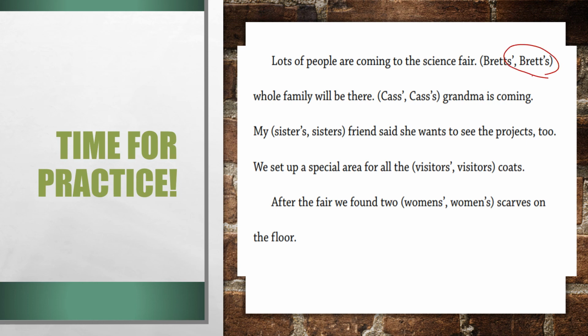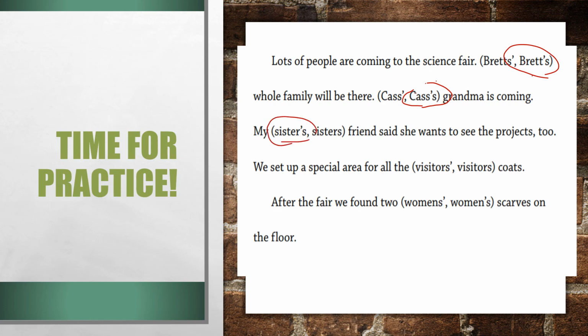Next, Cass, her grandma is coming. Grandma belonging to Cass is coming. It's going to show ownership. Now, even though Cass ends in an S, the answer here would be apostrophe S because Cass is singular. There's only one person there. My sister's friend says she wants to see the projects too. Now that means that this friend belongs to the sister, or my sister owns this friend, kind of. We really wouldn't say it that way, we would say belongs to. But since this is showing ownership or possession, it is going to be apostrophe S.